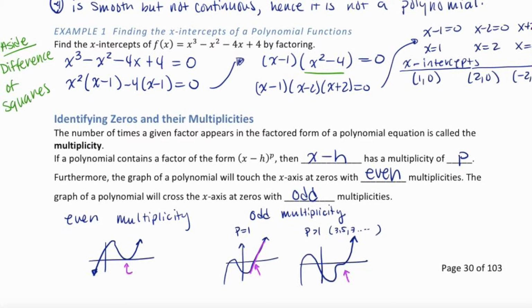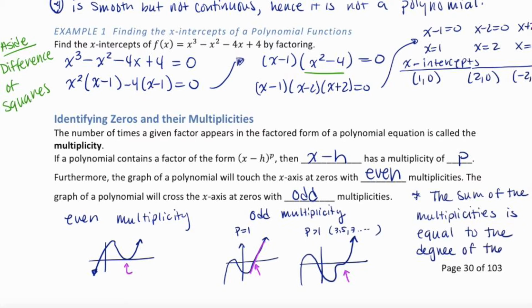Finally, one last thing to note, the sum of the multiplicities is equal to the degree of the polynomial.